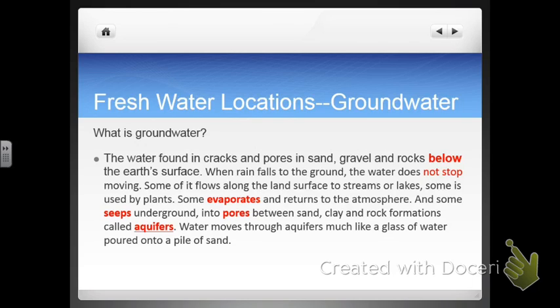When rain falls, water does not stop moving. Some of it runs off into nearby bodies of water. Some of it is used by the plants. Some of it evaporates and returns to the atmosphere. And some of it seeps underground into the pores between sand and clay and rock formations. And these are called aquifers. Water moves through aquifers much like a glass of water poured on a pile of sand. It'll pull up, and then eventually it will trickle down and get trapped.